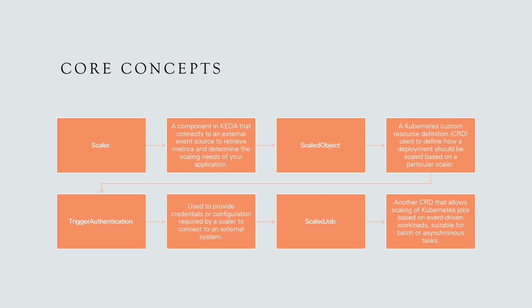Use cases. Event-driven microservices: autoscale services that process event streams, such as log processing or real-time analytics. Queue-based workloads: scale consumers based on the depth of message queues like RabbitMQ or Azure Queue Storage. Cost optimization: dynamically scale down idle applications to zero to save resources. Burst workloads: handle sudden spikes in traffic by scaling applications or jobs rapidly.